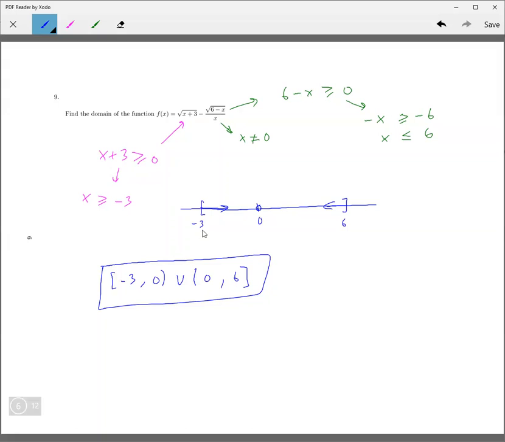Okay, so including -3, because this can't be 0. Including 6, because this can be 0, and then but not including 0 because this is 0 in the denominator.